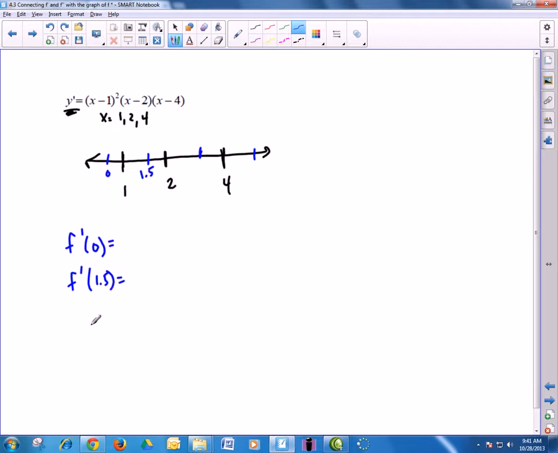Have another test value at 3. And then have another test value at, let's do 10. Doesn't matter what value you choose as long as it's larger than 4.